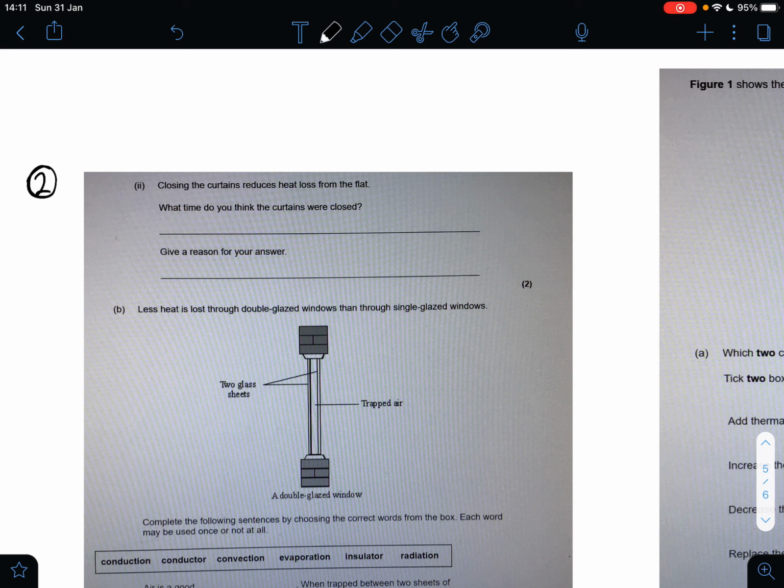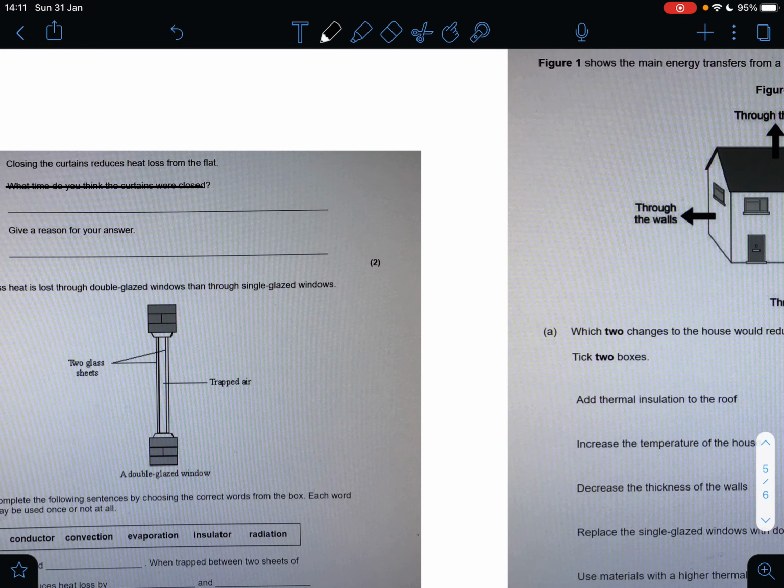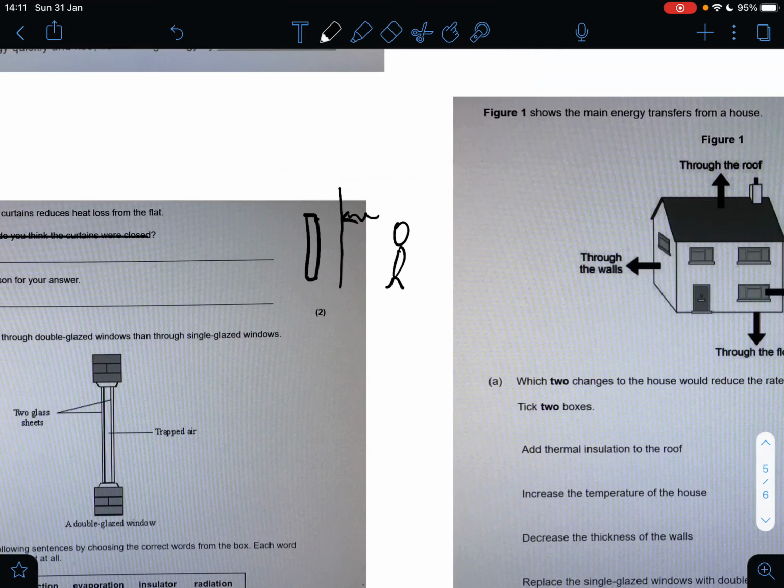Closing the curtains reduces heat loss from the flat. Why does heat get reduced by closing the curtains? So let's imagine it. We've got the window, a side view of the window. We then have the curtains drawn. You're sat over here. Why does that stop the heat from getting out of the window? Well, it's all to do with trapping air.